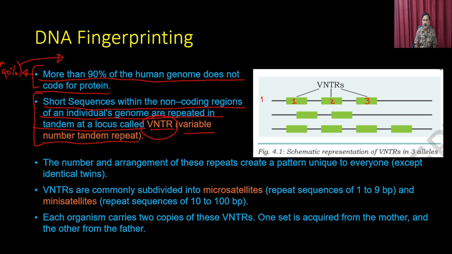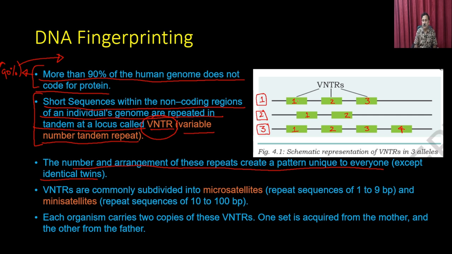Suppose you are going to have individual number 1. This is going to be individual number 2, where you are going to have the first VNTR here, the second VNTR here. And then in individual number 3, you can be able to identify the first VNTR present here, second here, third here, fourth here, okay. Now see, the number and the arrangement of these repeats create a pattern which is unique to everyone except identical twins, okay. So this pattern is going to be unique, right.